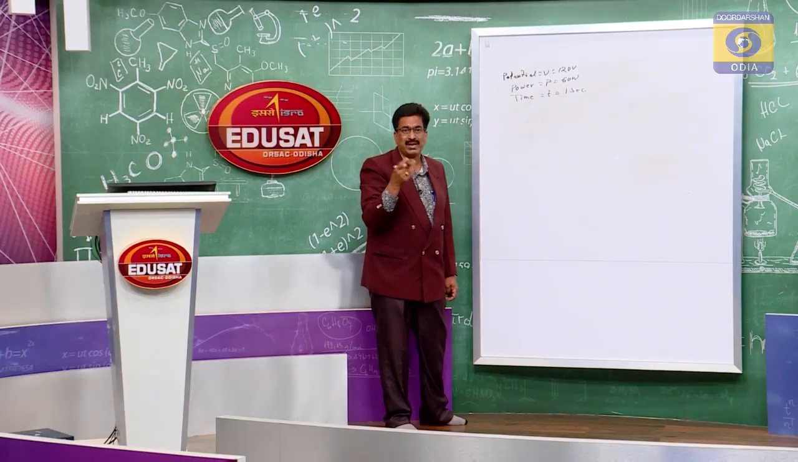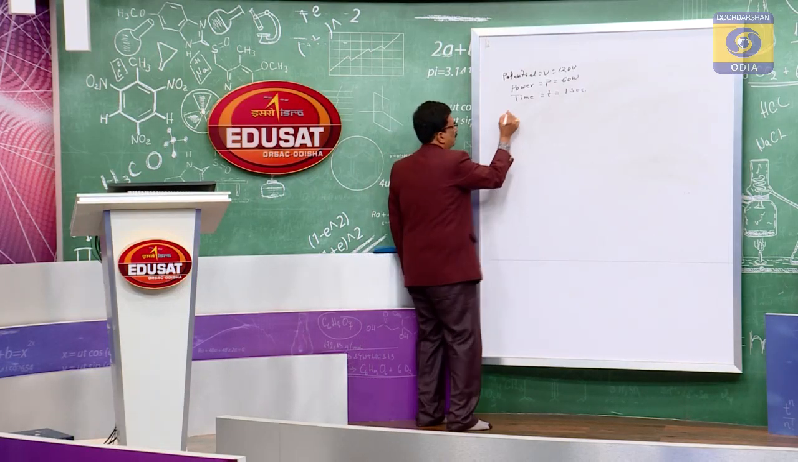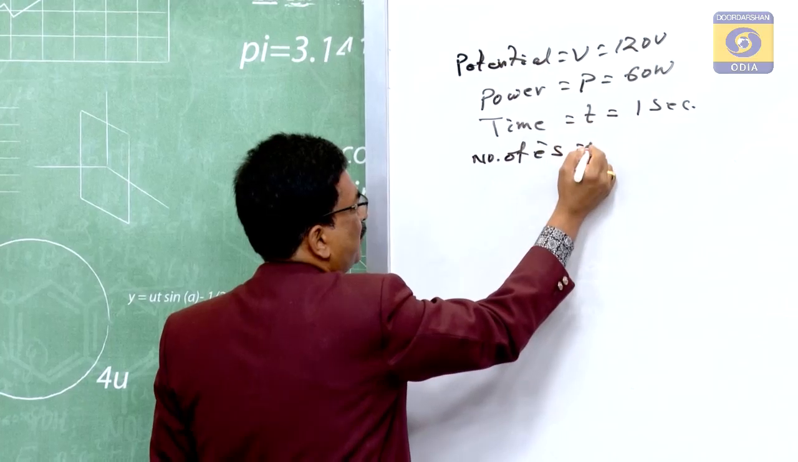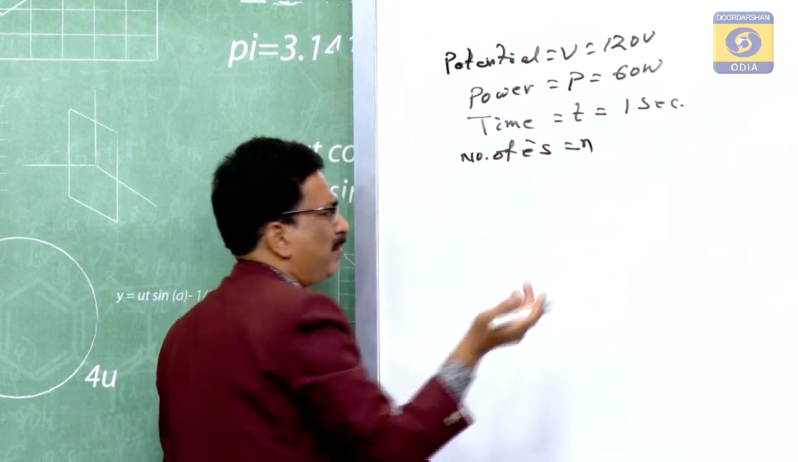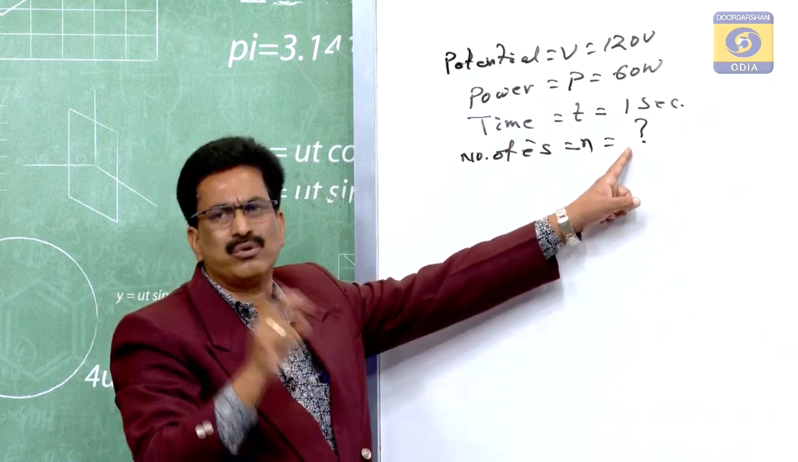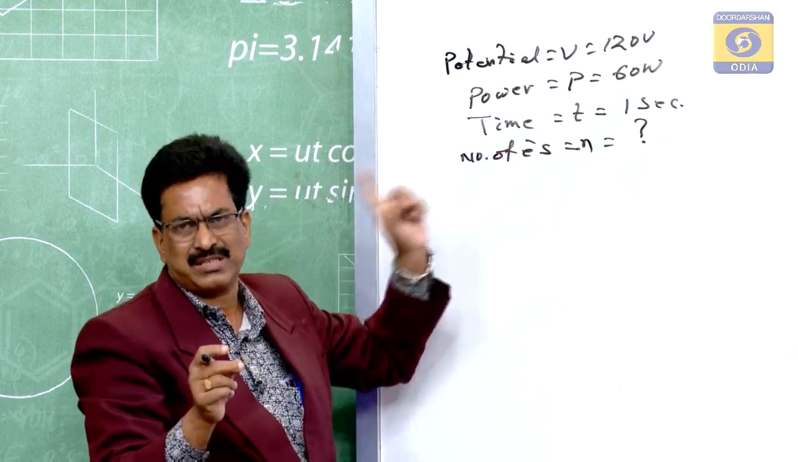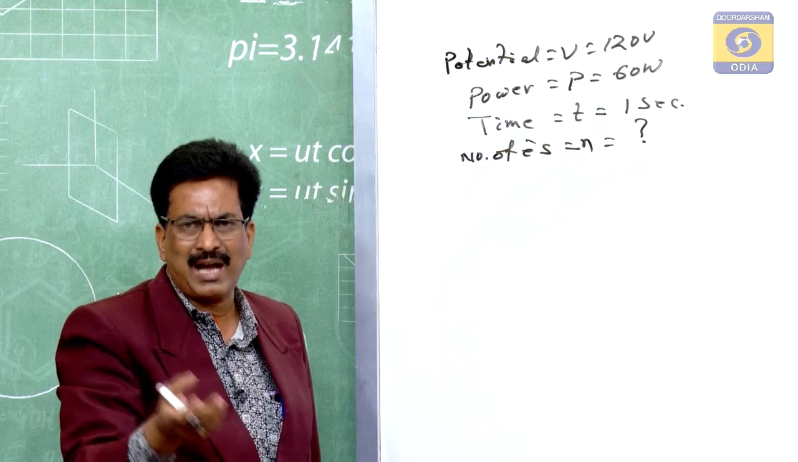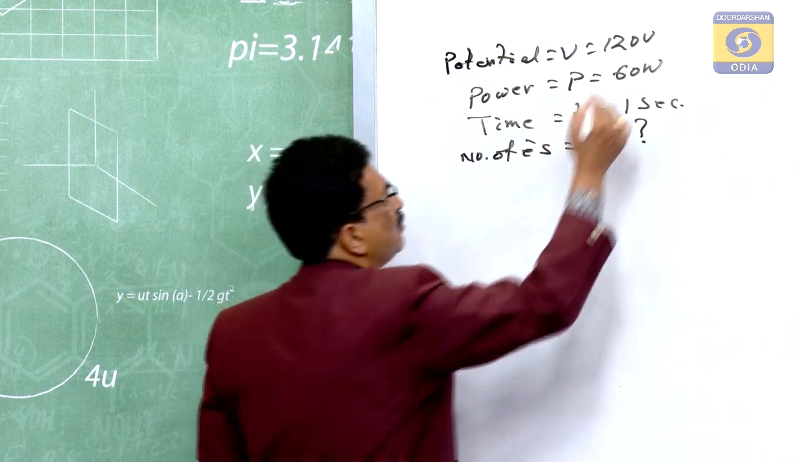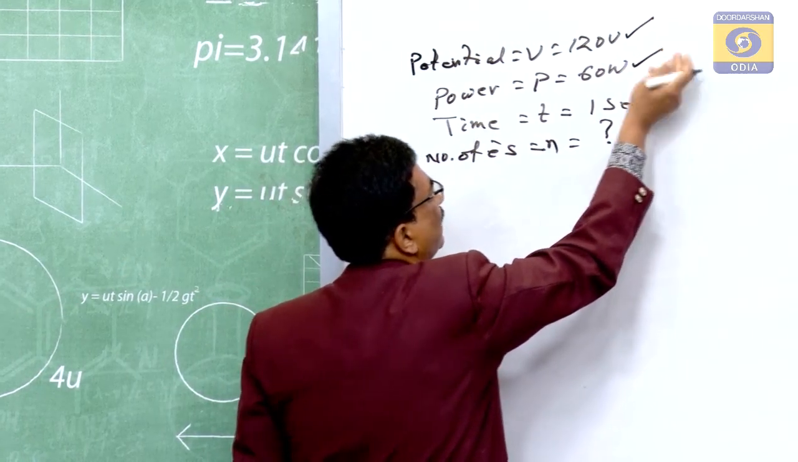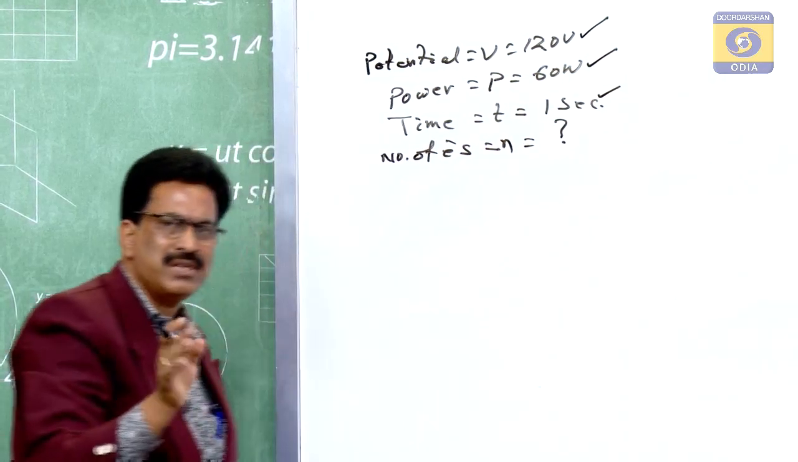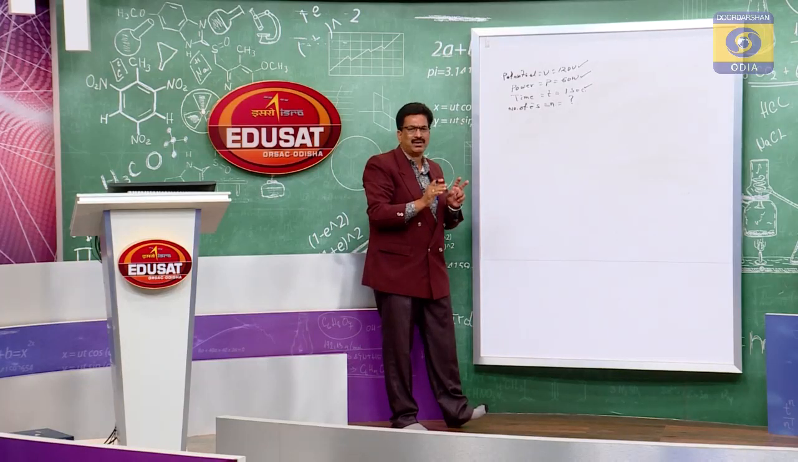The third step is what is asked: how many electrons. So, the number of electrons is asked. That symbol is either small n or capital N, whatever symbol you take, and that we have to determine, that is equal to the question mark. So, this is the third step. The fourth step is whether they are in the same unit or not, means all are in MKS or CGS or not. You see volt is in MKS, watt is in MKS, second is the common one, therefore they all are in the same unit. So, there is no need for conversion.